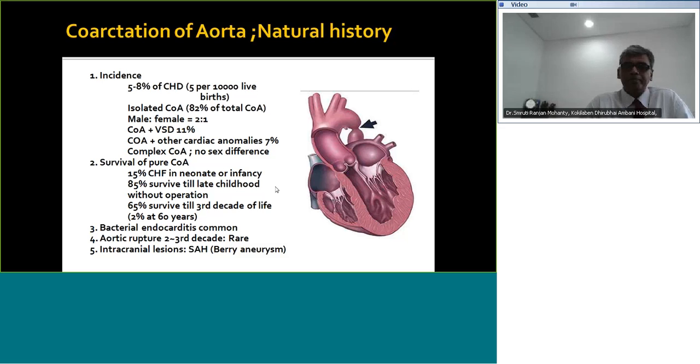Now, survival in pure coarctation: 15% present with CHF in the neonate or infancy, 85% will survive till late childhood without operation, 65% survive till the third decade of life, and only 2% survive to around 60 years. They land up in bacterial endocarditis. Aortic rupture happens, though rare, in the second to third decade, and a lot of these patients die because of intracranial aneurysm ruptures.